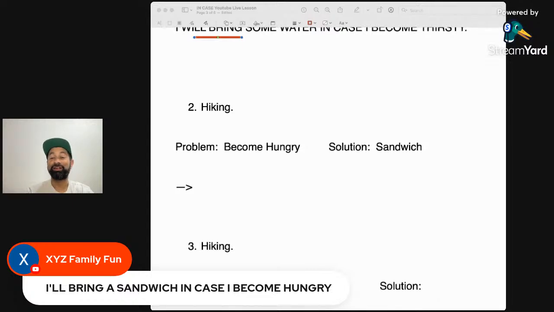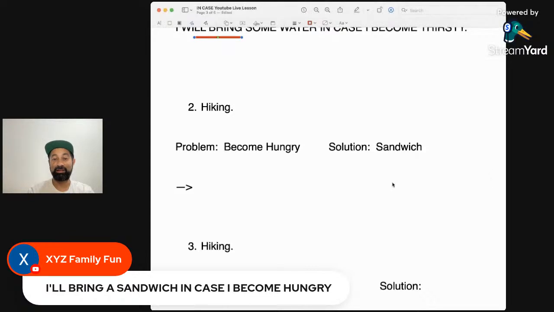Oh, do you need, oh, sorry, there you go, a comma. I'm so sorry, XYZ. Do I need a comma? If you begin the sentence with "in case," then you need a comma. But if "in case" is in the middle, you do not need a comma. So, in case I become hungry, comma, I'll bring a sandwich. But if it's in the middle, you do not need a comma. Great question. Sorry for the confusion, XYZ.